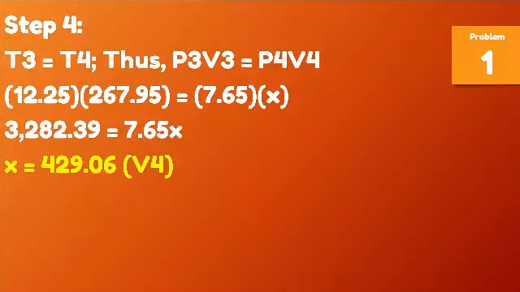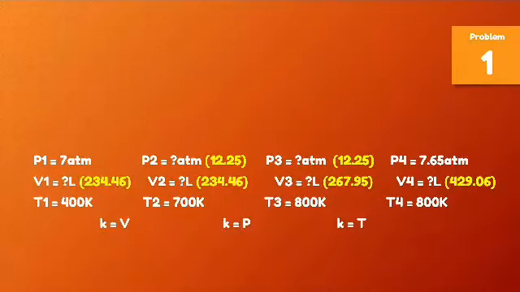Since the temperature is constant, we can already cancel that on the formula. What we're going to use now is P3 V3 equals P4 V4. So for the substitution method, 12.25 times 267.95 equals 7.65x. So what we have is 3,282.39 equals 7.65x. So we divide 7.65 on both sides. That would be x equals 429.6, which is our fourth volume, or our last volume for us to solve this problem. Now you can check the table for your reference, and now we can go ahead and do the next step.